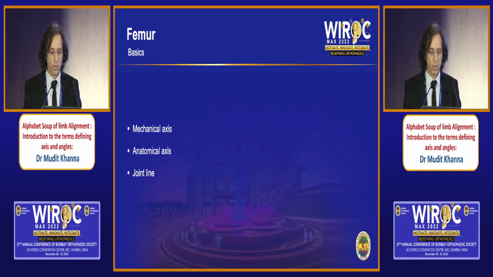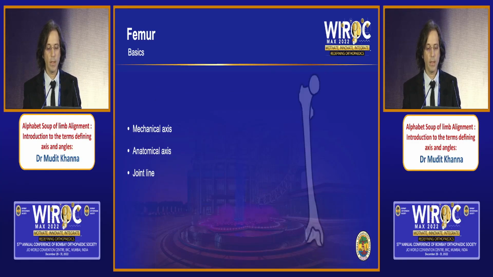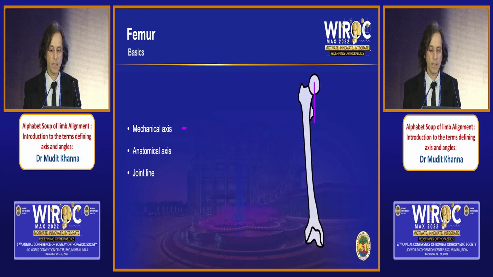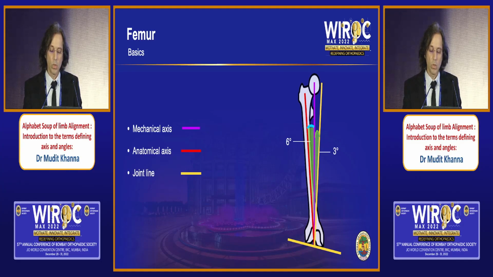So coming back to the basics, we know that the mechanical axis is an axis that runs from the center of the hip to the center of the knee. The anatomical axis is along the shaft, and the joint line along the articular margins of the distal femur. Now we know that there is an angle of 6 degrees between the mechanical and the anatomical axis, and that it's about 3 degrees of slope on the distal femur. So we have a joint line which is not perpendicular. We have a joint line that is tilted 3 degrees in valgus for the femur.